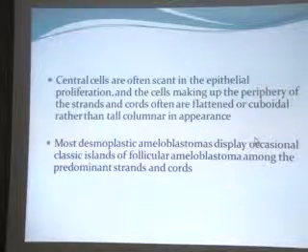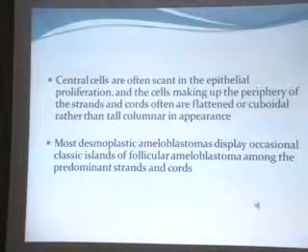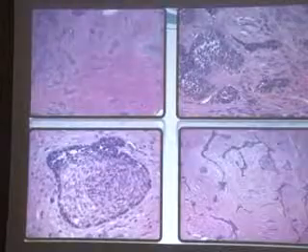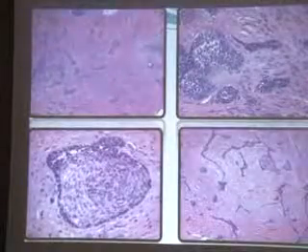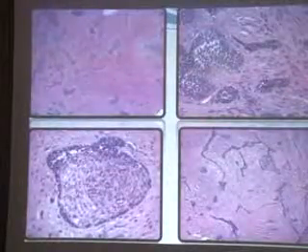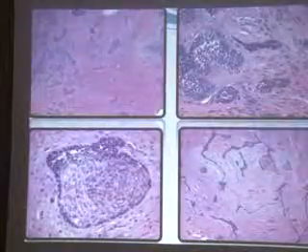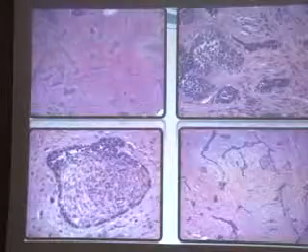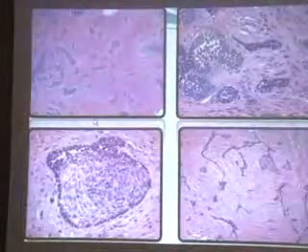Sometimes this desmoplastic ameloblastoma may show occasional classic islands of follicular ameloblastoma and predominant strands and cords. Now here, look at this histopathological feature. Here you can very well appreciate this marked desmoplasia, isn't it? Now how can we appreciate this marked desmoplasia? See, look at the staining characteristics. It is giving a very intense eosinophilic reaction.